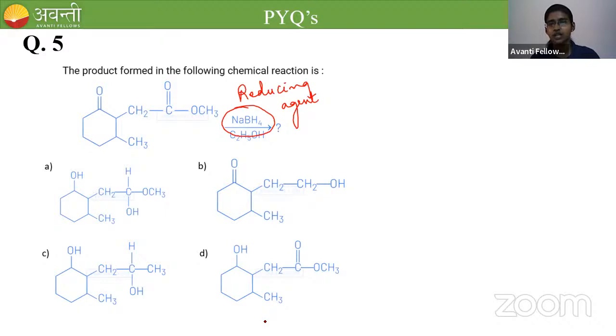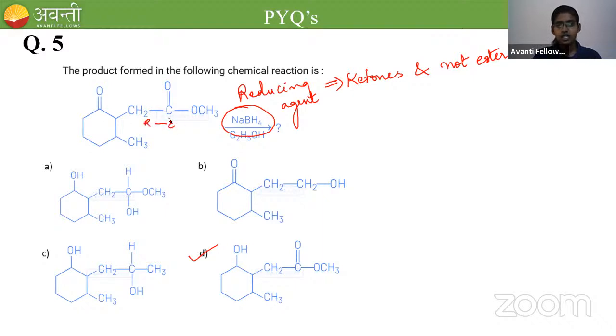Not able to find out the answer? Okay. So the correct answer for this question is option D. So NaBH4 is a strong reducing agent, but it will reduce only the ketones and not esters. It will reduce only the ketones and it will not reduce ester. So this is the ester part, right?